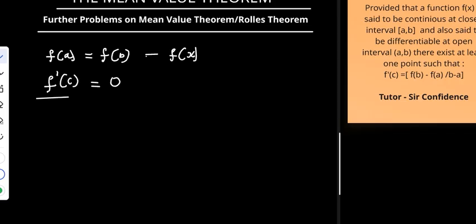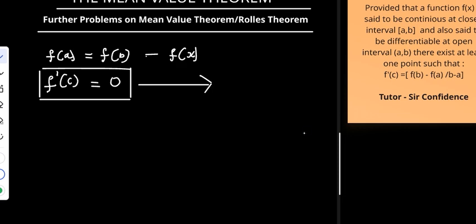So this is the fundamental formula, the fundamental general equation of the Rolle's theorem. So f prime of c equals 0.